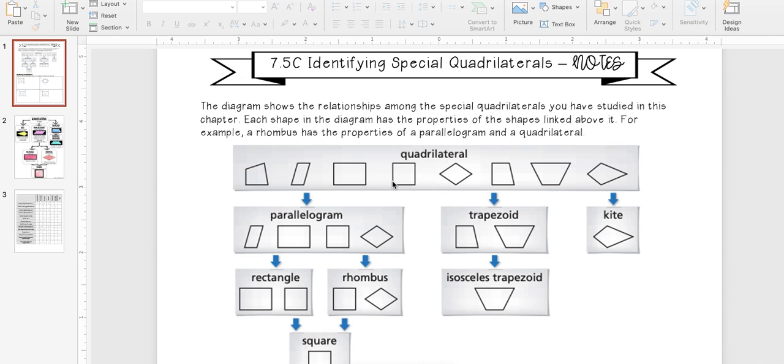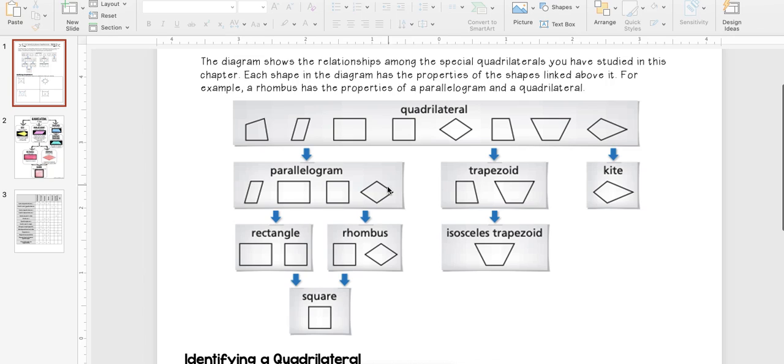This diagram shows the relationships among special quadrilaterals you have studied in this chapter. Each shape in the diagram has the properties of the shapes linked above it. So for example, a rhombus has the properties of a parallelogram and a quadrilateral. A square is going to be the most special because it has its properties, but then it has the properties of a rectangle and a rhombus, and a parallelogram and a quadrilateral.